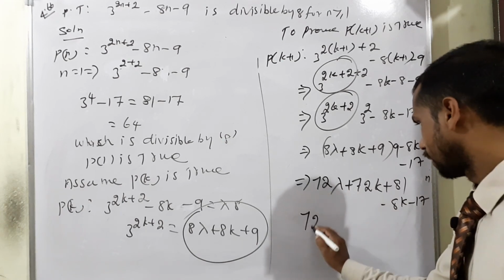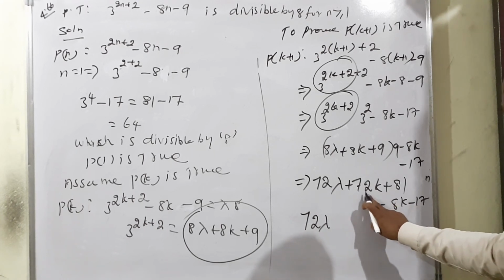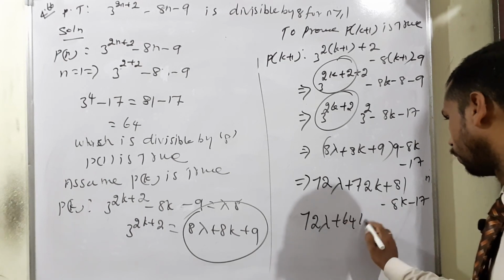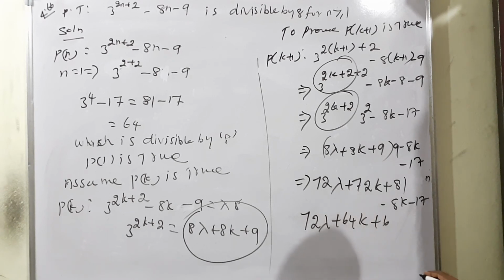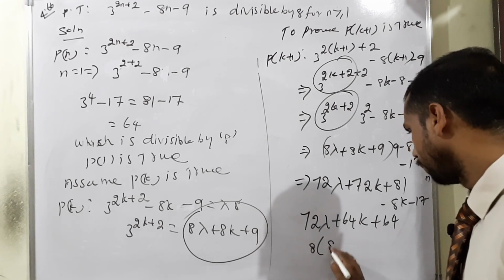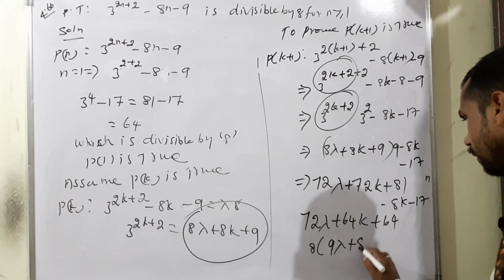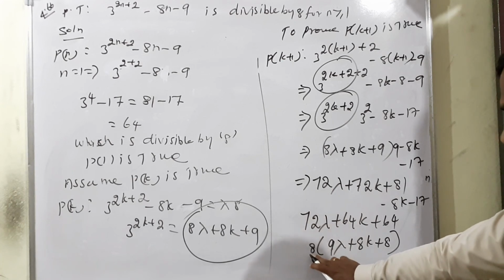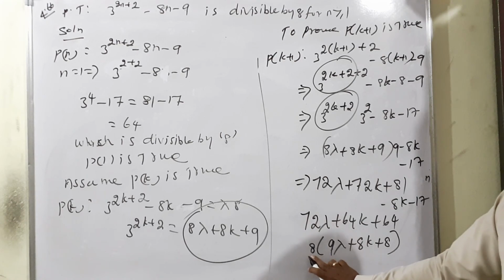The first one as it is, 72 lambda. Second, plus 72k minus 8k, so definitely plus 64k will come. Then the last, plus 81 minus 17, definitely the term will come 64. Therefore, take 8 common outside: 9 eights are 72, so 9 lambda plus 8k plus 8 will come. So, now the whole term is connected with the into 8. The common term 8 is there, definitely we can say which is divisible by 8, isn't it?